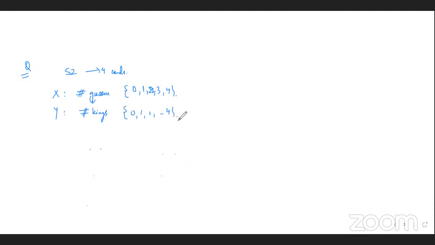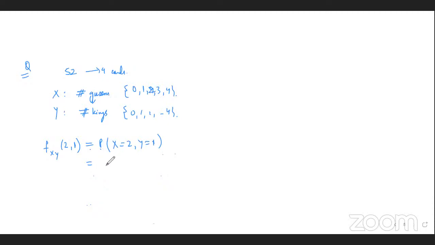Now you have to find f(x,y) of (2, 1). What is this? This is the probability that x equals 2 and y equals 1. It means in the 4 cards that you have drawn, there should be 2 queens and 1 king. Correct? How many queens are there? There are 4 queens.